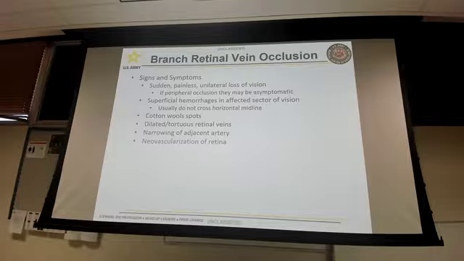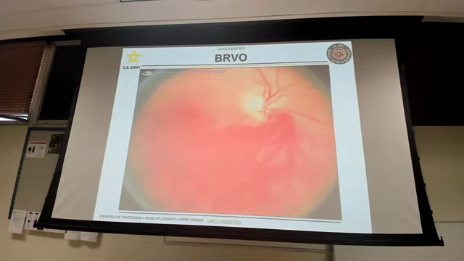So, shared signs and symptoms between the CRVO and the branch retinal vein occlusion. With your branch, it's going to only occur in a certain part of the retina. And so again, you're not going to see blood and thunder throughout the entire fundus. It's just going to be in that section. So for this case, it's going to be that bottom portion of the retina.